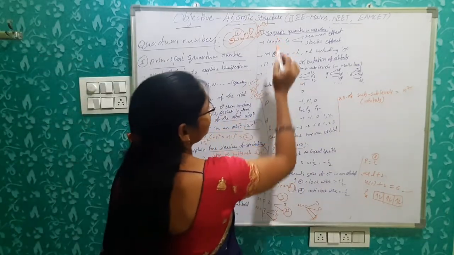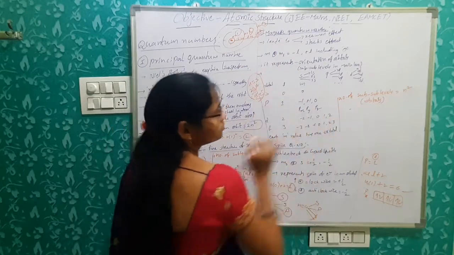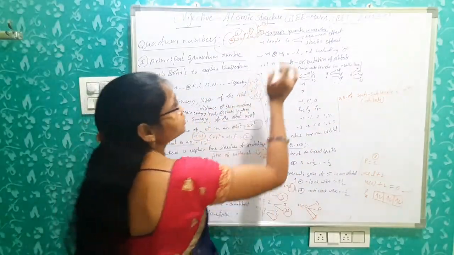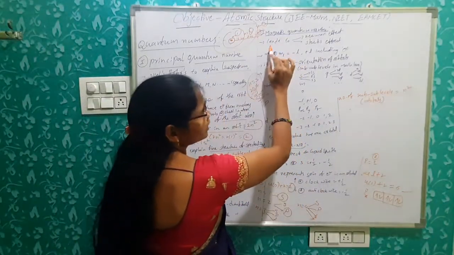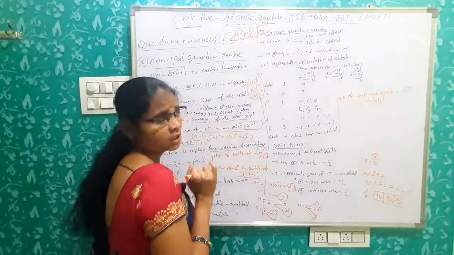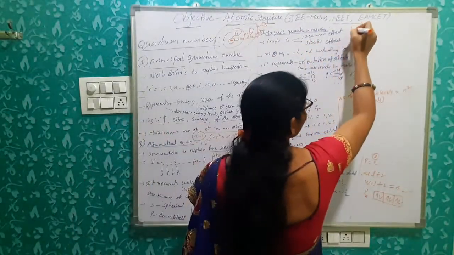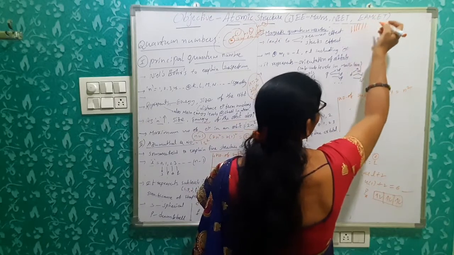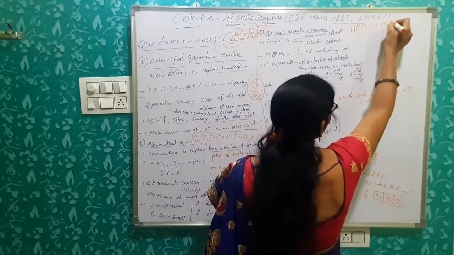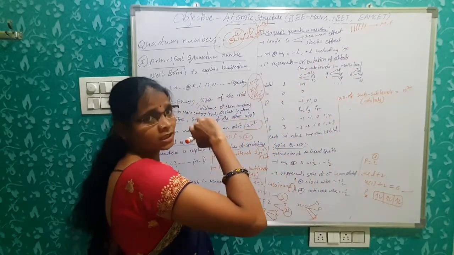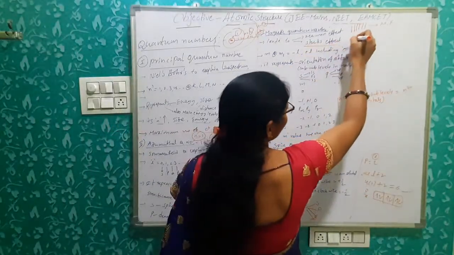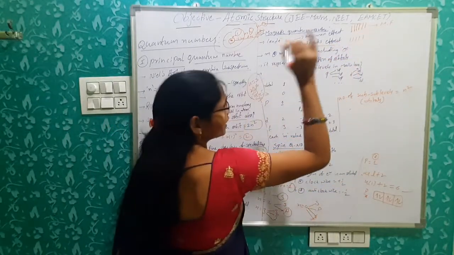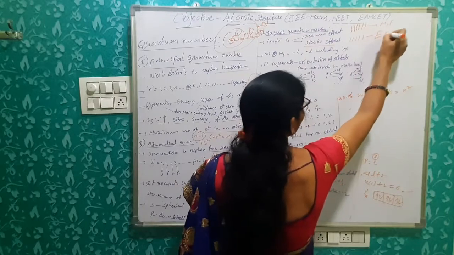Next, the magnetic quantum number. So don't get confused here. This is proposed by Landé to explain the Zeeman and Stark effects. What is the Zeeman effect? Splitting of spectral lines into a group of fine lines in a magnetic field is known as the Zeeman effect. Splitting of spectral lines into a group of fine lines in an electric field is called the Stark effect.